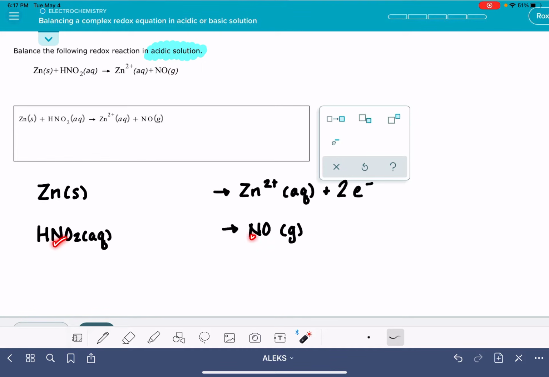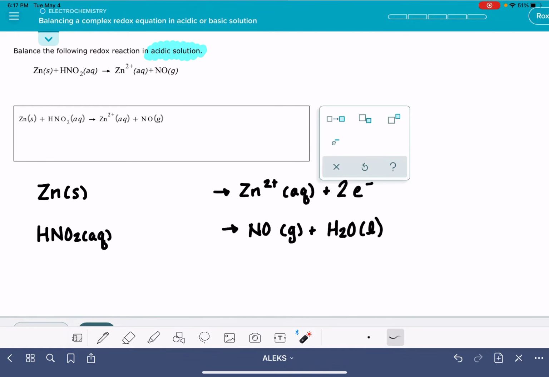Now I'm going to balance the second half reaction. My nitrogens are already balanced. The next thing I want to work on are the oxygen atoms. I have 2 on the left. I only have 1 on the right, so that means that I'm going to be adding a water molecule to the right-hand side. Water is always going to be in the liquid phase here. So I have 2 oxygens on the left and 2 on the right.